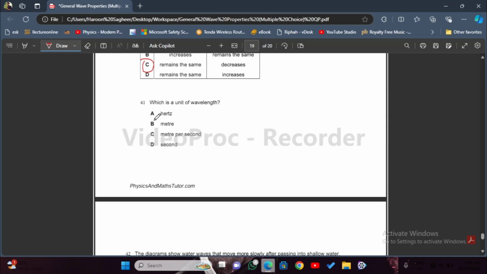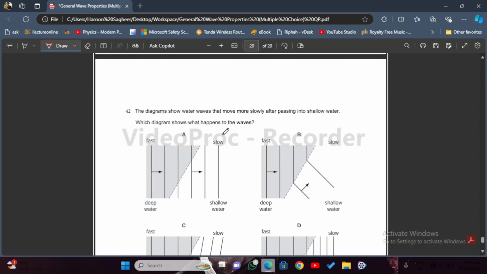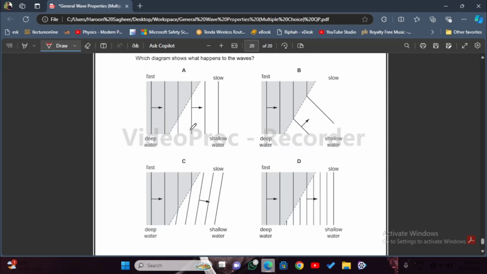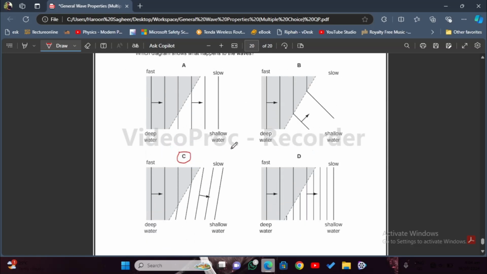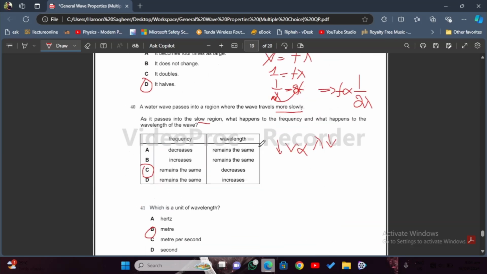Which is a unit of wavelength? Meters. We have done this question multiple times, and it has been shown to us. Option C is correct. Now this is the end of the worksheet.